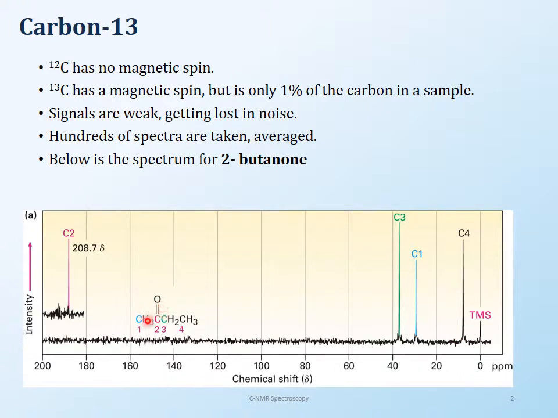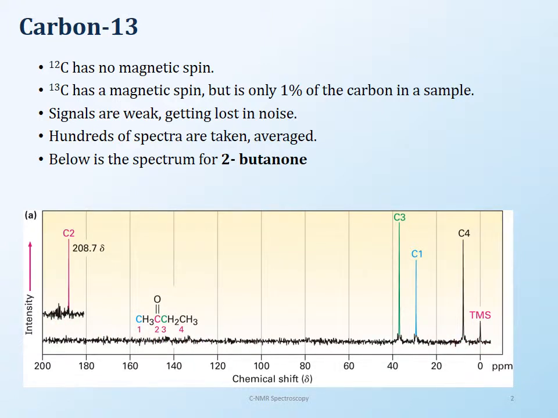Carbon number 2, which is the carbonyl carbon, is the most de-shielded carbon, so that's where it appears. It's on the most left side. Carbon number 4 is the most shielded one, so it appears on the right hand side. So the pattern is pretty much the same. And it's also interesting to see that the carbon peaks that you see here are all going to be singlets. You will hardly ever see any coupling going on.